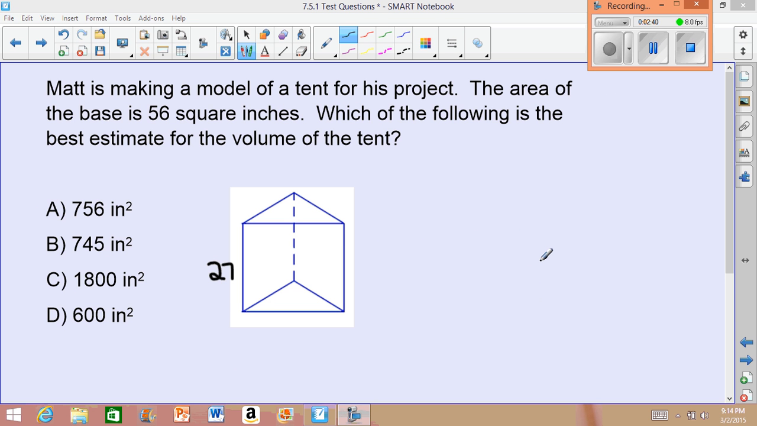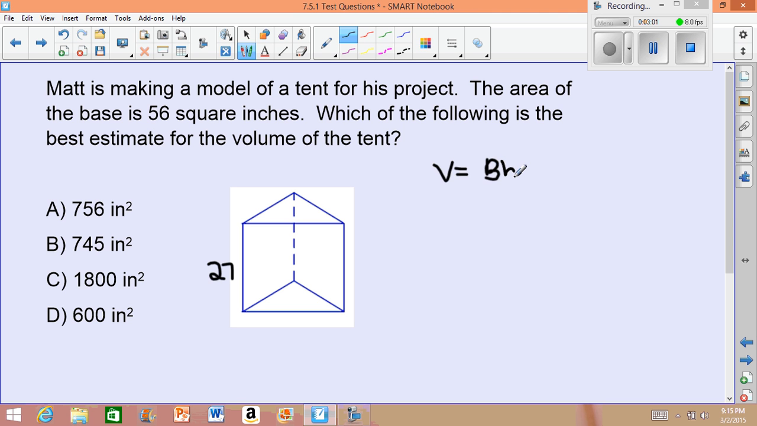All right, then this is the next question we're going to look at. It says Matt is making a model of a tent for his project. The area of the base is 56 square inches. What's the best estimate of the volume? So we have a prism here. Remember, I told you it looks like a tent. We have a rectangular prism, so we have big B times H for our prism.